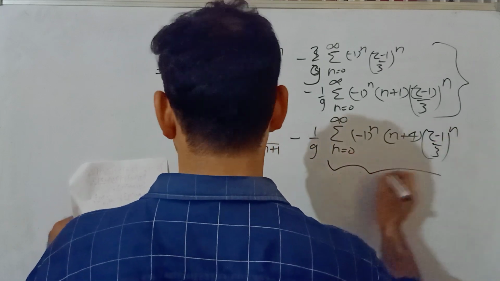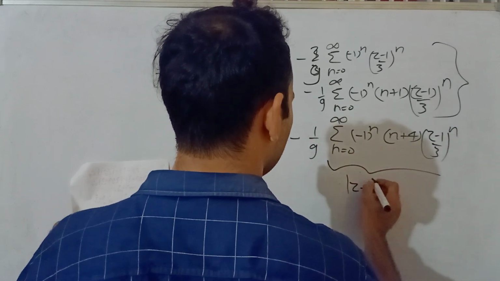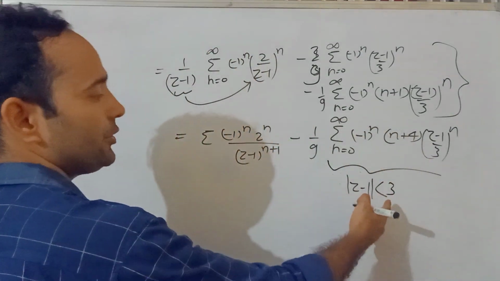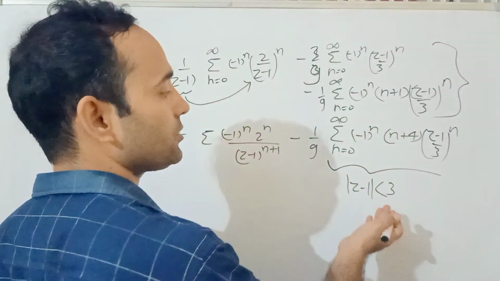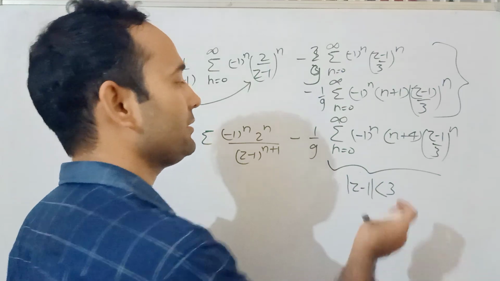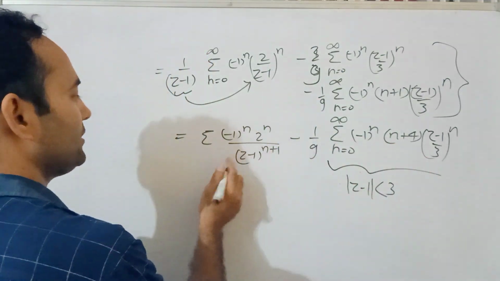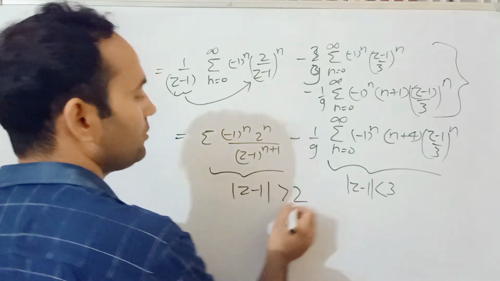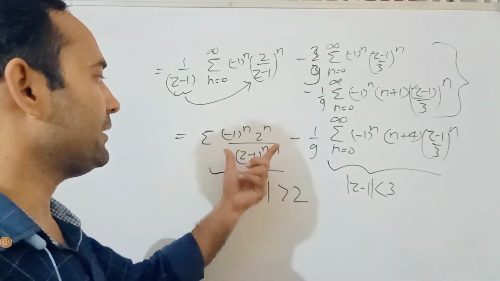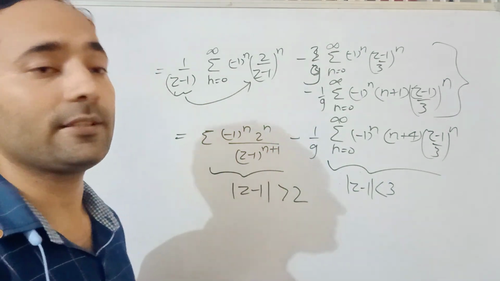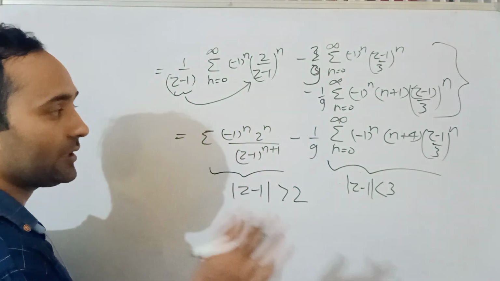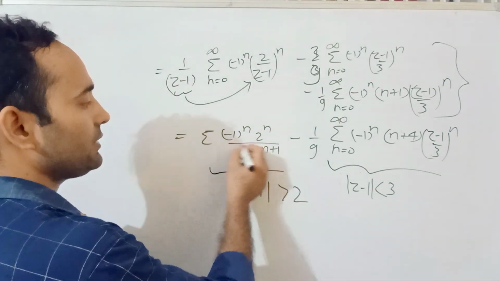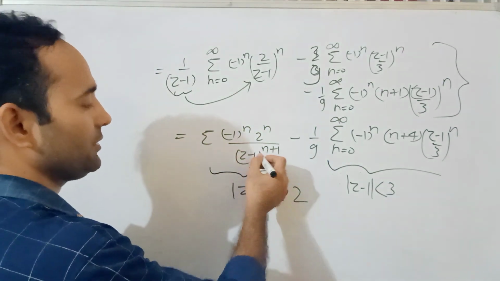So this series is valid for mod of z minus 1 less than 3, okay, because you have not included z equal to minus 2. That means this function is still analytic, and this is the non-analytic part, greater than 2, because you have included z equal to minus 1, where it is not analytic. That means the power of z is negative in this series.